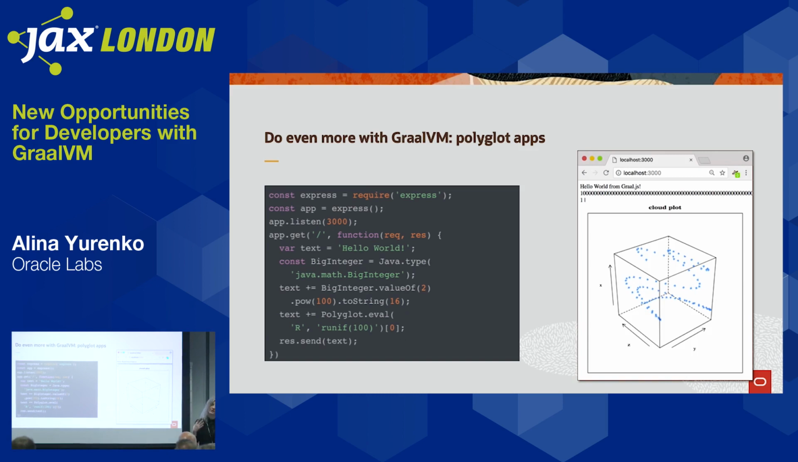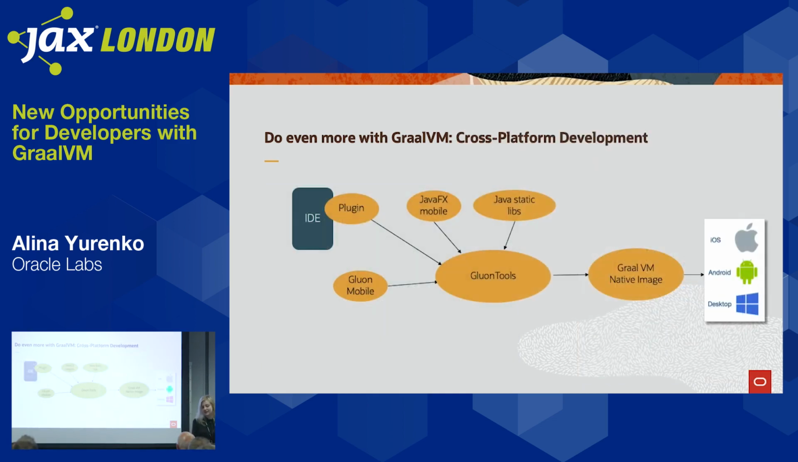So you can use different languages, like for example, in this case, Java, JavaScript, and R, which outputs this plot chart here, and they will all work nicely and fast together. Another one, and a pretty crazy one, is that there is some ongoing work to make GraalVM available for cross-platform development, so that you can even develop apps for iOS and Android and so on with GraalVM.